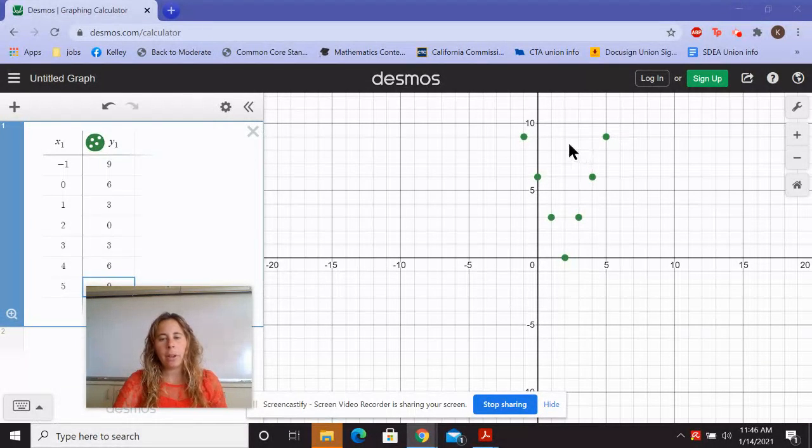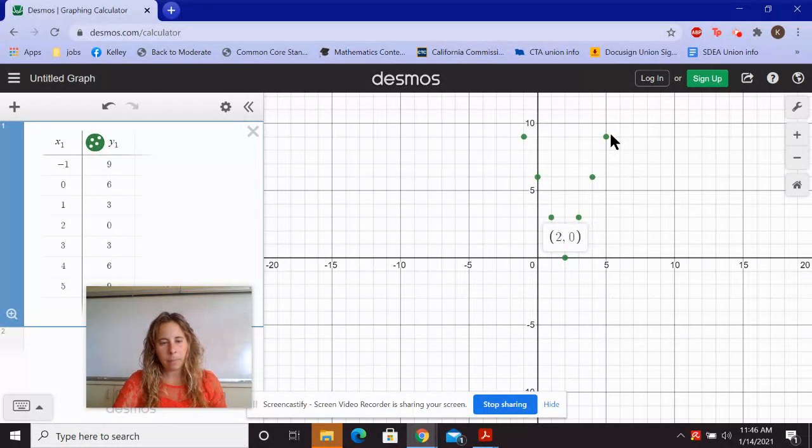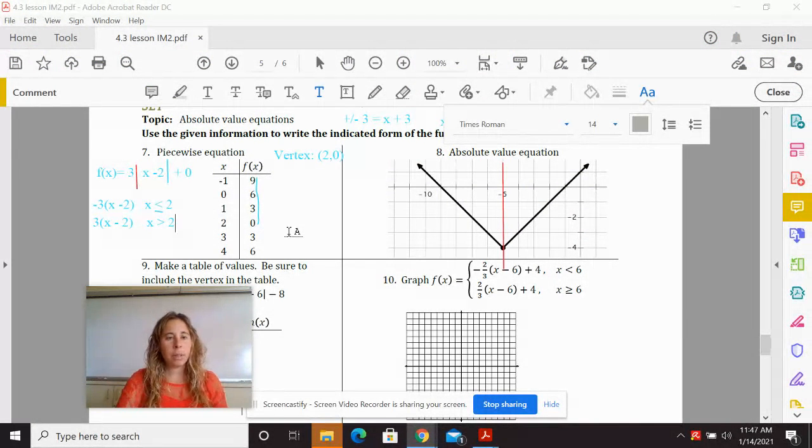But that's our graph. So our slope is -3 until we hit 2, and then it switches to being +3. So that's our turnaround point. So -3 slope, +3 slope. So that's explaining our domain. So if we are less than 2, it's going to be -3. If we're greater than 2, it's going to be +3. Okay, let me go back to it. So that's number 7. Number 8.